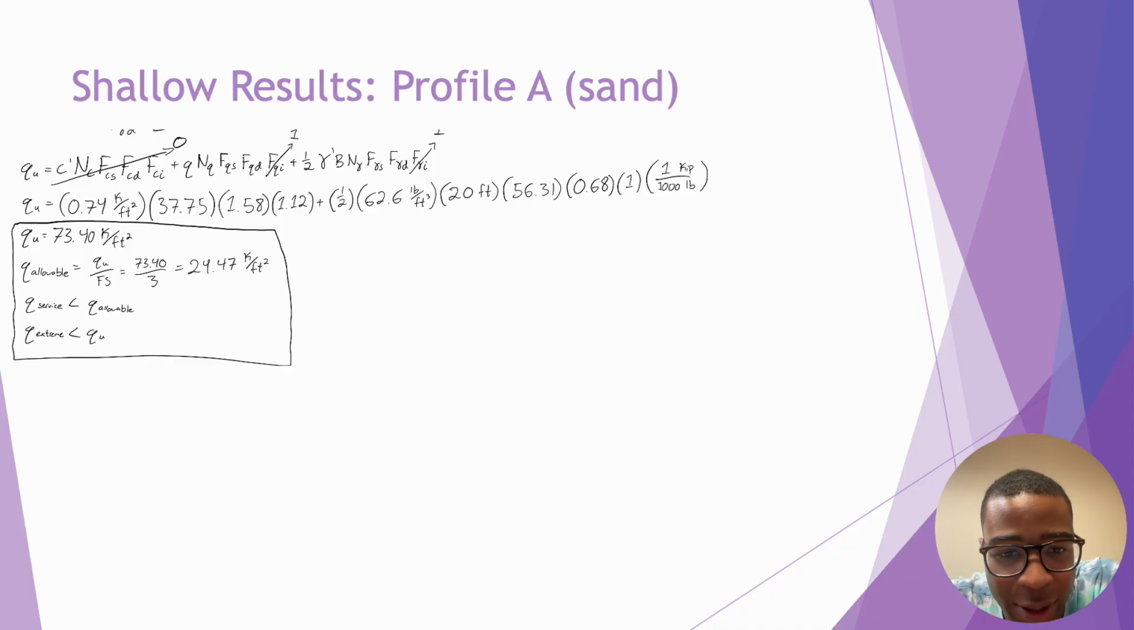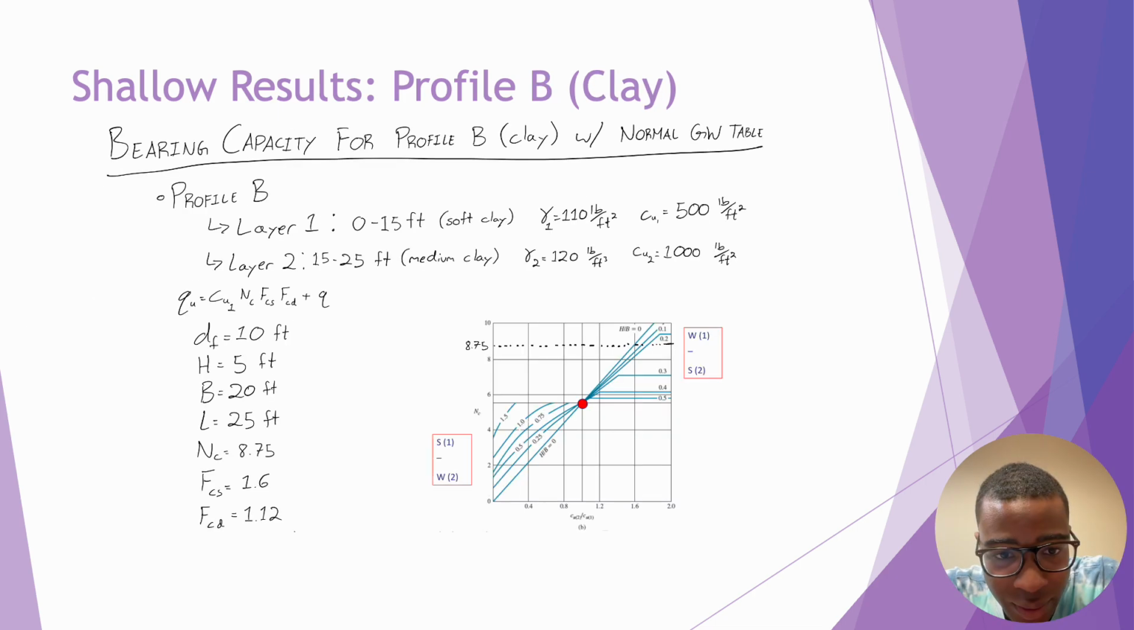Divide that by 3 to get 24.47 kips per feet squared, which again gives us an allowable load, which is higher than the service load applied to the bridge, and an ultimate load, which is higher than the extreme load applied to the bridge. So we're in the clear for the shallow foundation on the sand profile.